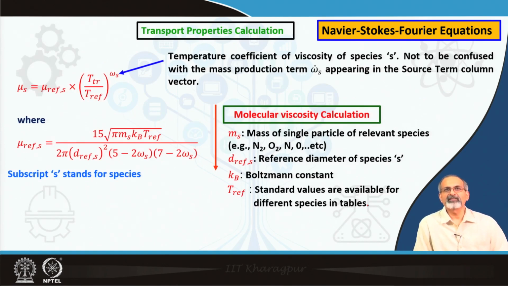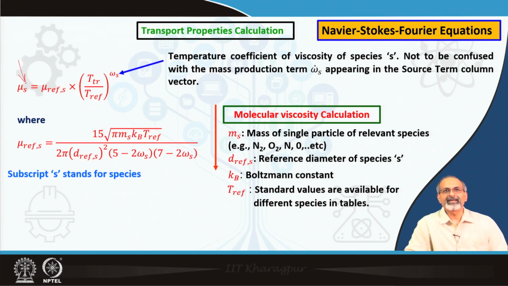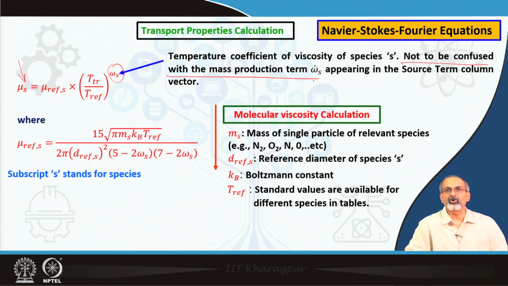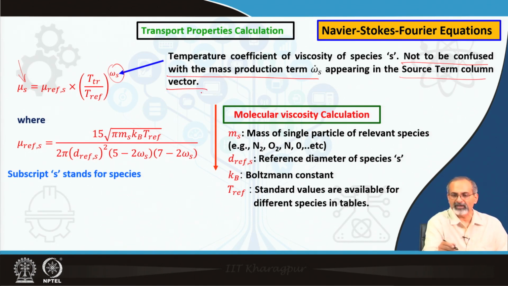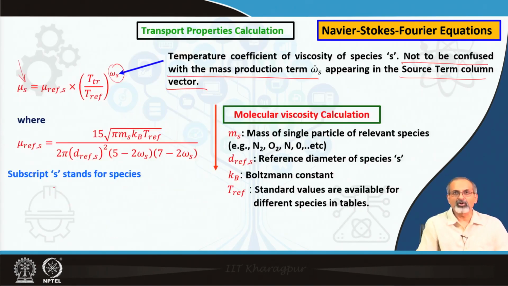The transport properties calculation, let us see how we do it. So, for mu s, where s of course stands for the species, we have omega s in the exponent. It is the temperature coefficient of viscosity of species s, and it should not be confused with the mass production term W s dot appearing in the source term column vector. So, just going back once, you should be careful that this omega s dot term is not confused with the omega s that is in the exponent here.